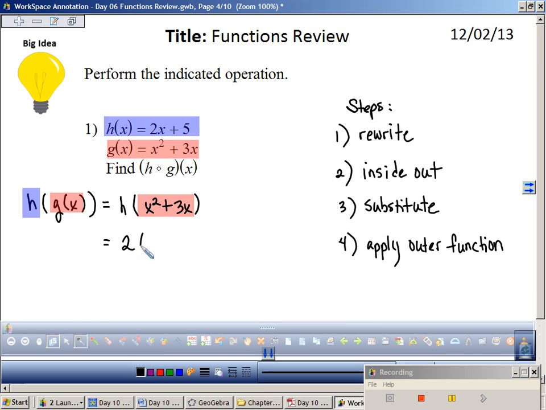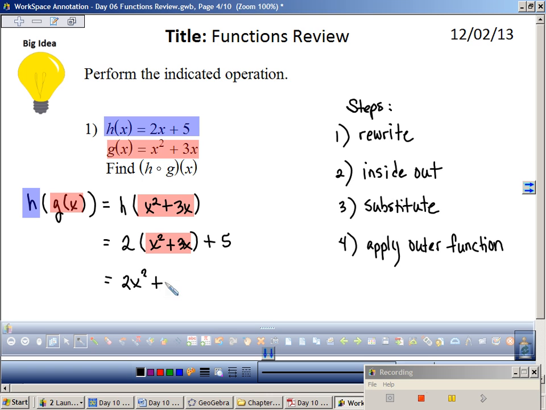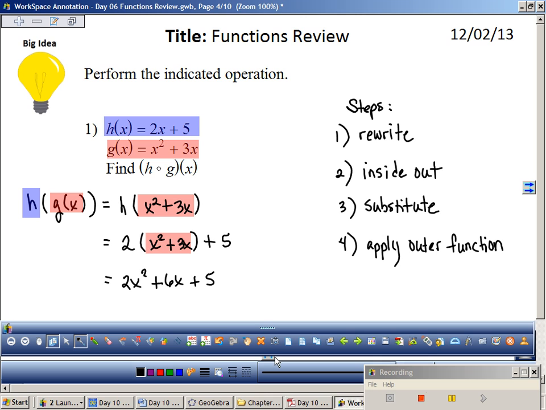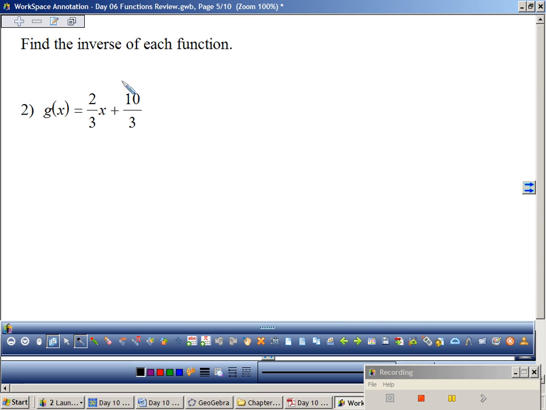So 2x plus 5. And I know my x is what's in the red there. So finally I would have 2x squared plus 6x plus 5, and I'm done. Questions? No questions? We're good? Give you guys a second to make sure you have all that down. Okay, let's move on to number 2.